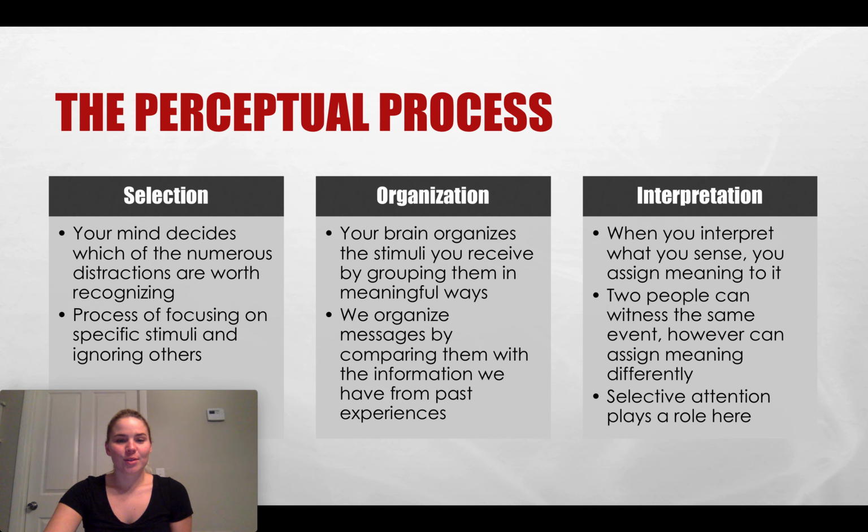The next step is organization, and this is when your brain organizes the stimuli you receive by grouping them in meaningful ways. We organize messages by comparing them with the information that we have from past experiences. And lastly, there's interpretation. When you interpret what you sense, you assign meaning to it. 2 people can witness the exact same event and perceive it differently and assign meaning to it differently, and selective attention plays a role here.